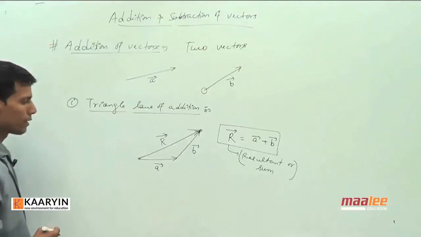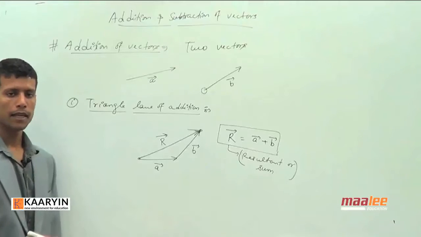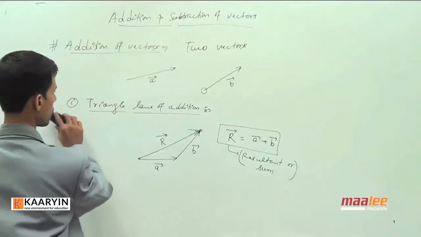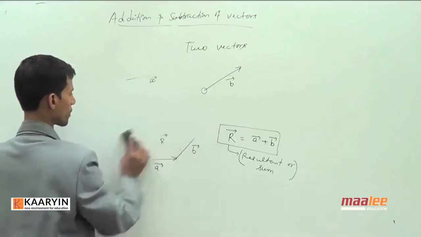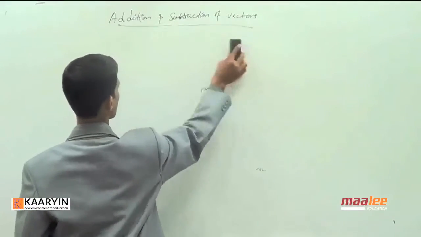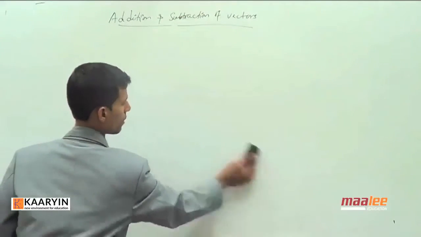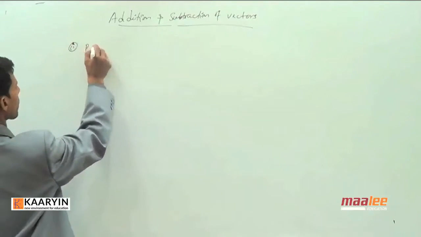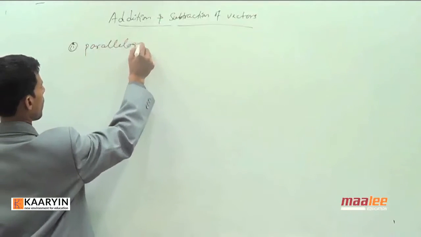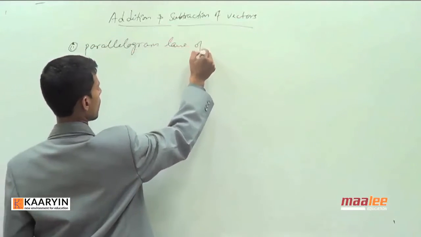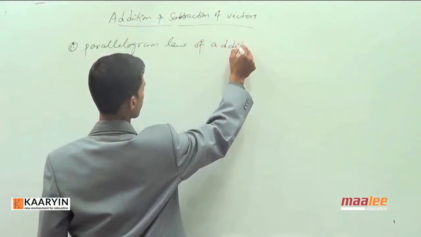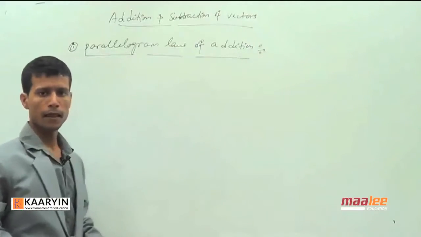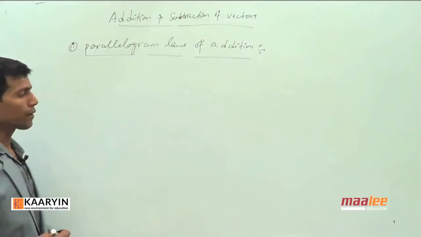The second way to do that geometrically, we can also use the parallelogram law of addition. So what is the meaning of the parallelogram law of addition? The second way to add two vectors is the parallelogram law of addition. As you can see from the name itself, here we have to draw some sort of parallelogram, and to draw the parallelogram we will again use the vectors.